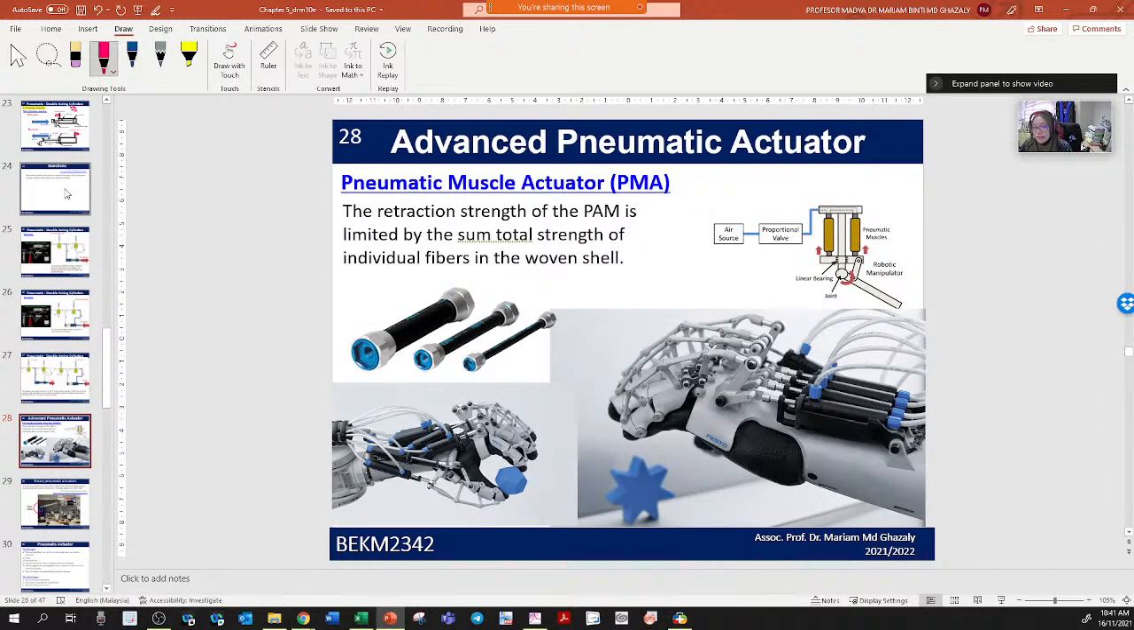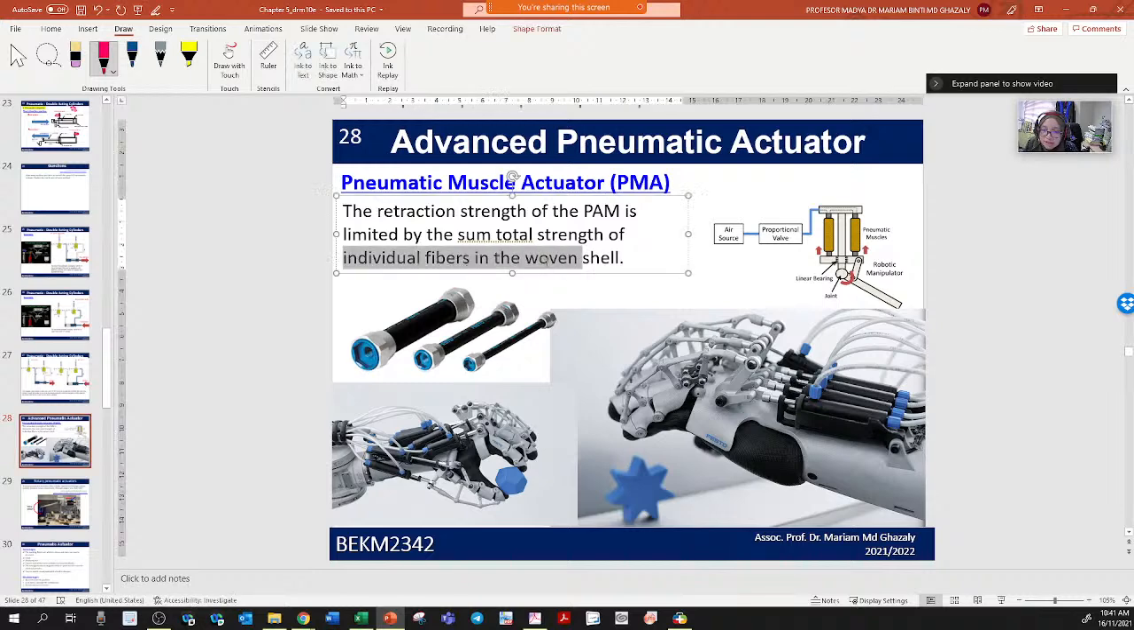Okay, I want to share with you an advanced pneumatic actuator. We call it the pneumatic muscle actuator. What does it mean? It's exactly what it means: muscle. Our muscle has lots of tendons, right? Tendon, or we call it fiber. It works the same way as a pneumatic actuator, just that it's called a muscle actuator because of how it's built. It's built using fiber.